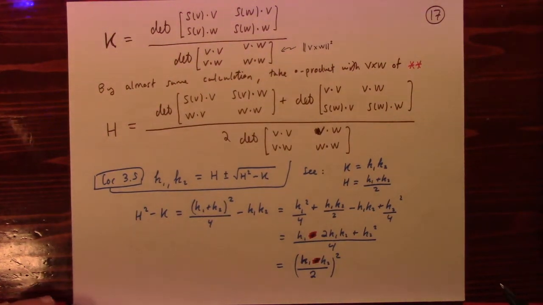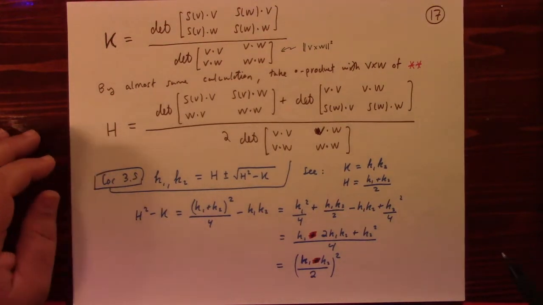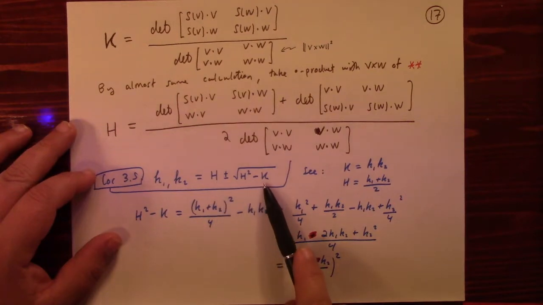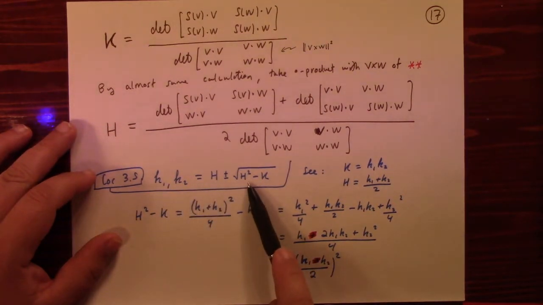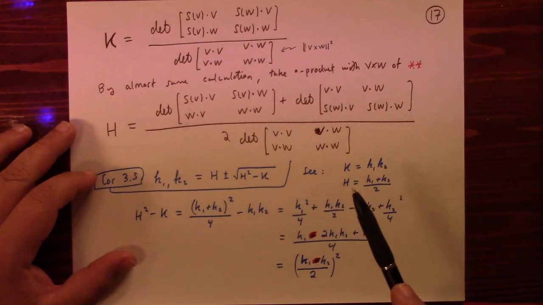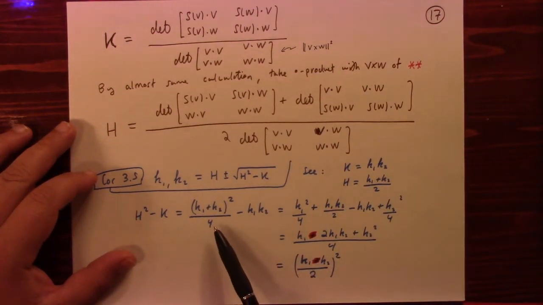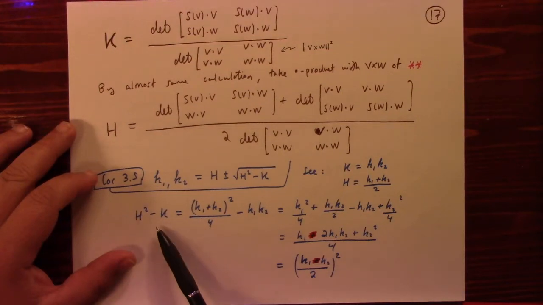But on the flip side of things, you can also calculate the principal curvatures from a given mean and Gaussian curvature according to these formulas right here. And the proof of that is relatively straightforward. It's just straight algebra.